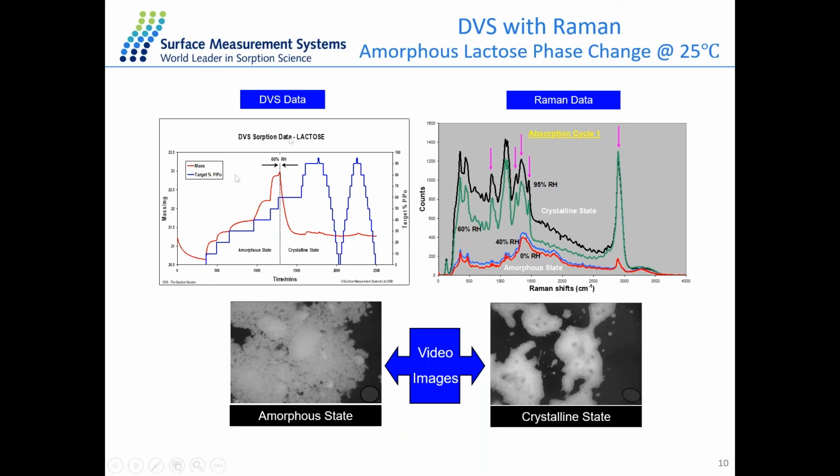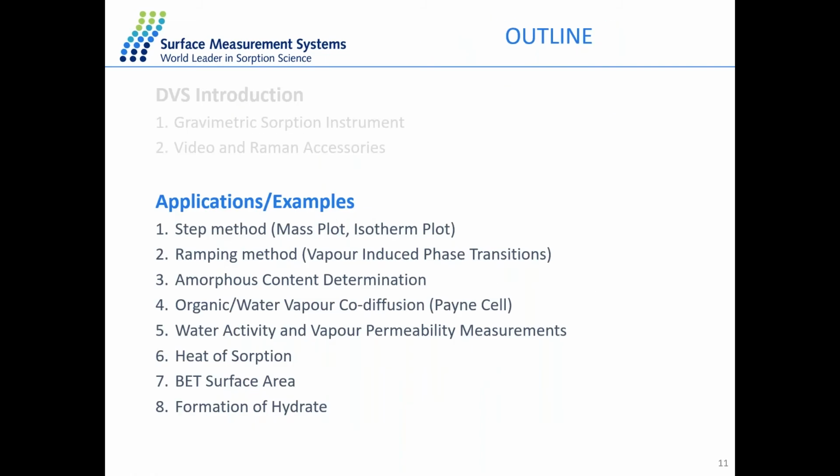And with the combination of the Raman and the DVS data, along with the video images at the same time, we can get lots of different information about the solid characterization of solid materials. And that's just the basic introduction about the DVS system. Then we can go to some different applications. We can use the DVS system to do lots of different kinds of measurements for different physical parameters. And here are just some of the applications that might be relevant in food research.